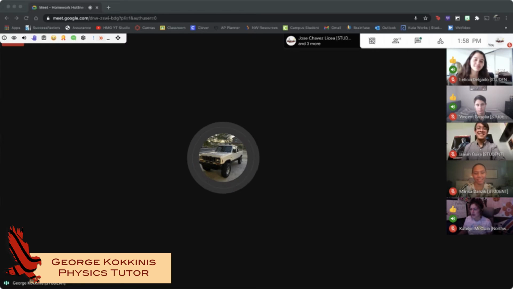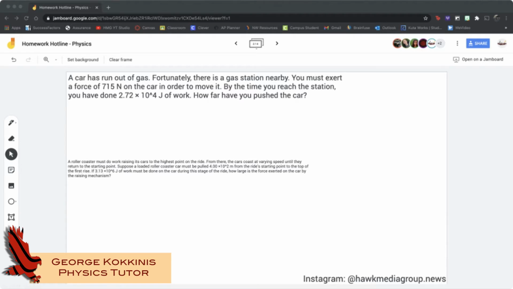And if we take a look at the Jamboard, I have two sample questions here that are relevant to the subjects taught currently. So, our first question is: a car has run out of gas. Fortunately, there's a gas station nearby. You must exert a force of 715 newtons on the car in order to move it. By the time you reach the station, you have done 2.72 times 10 to the fourth power joules of work. How far have you pushed this car?